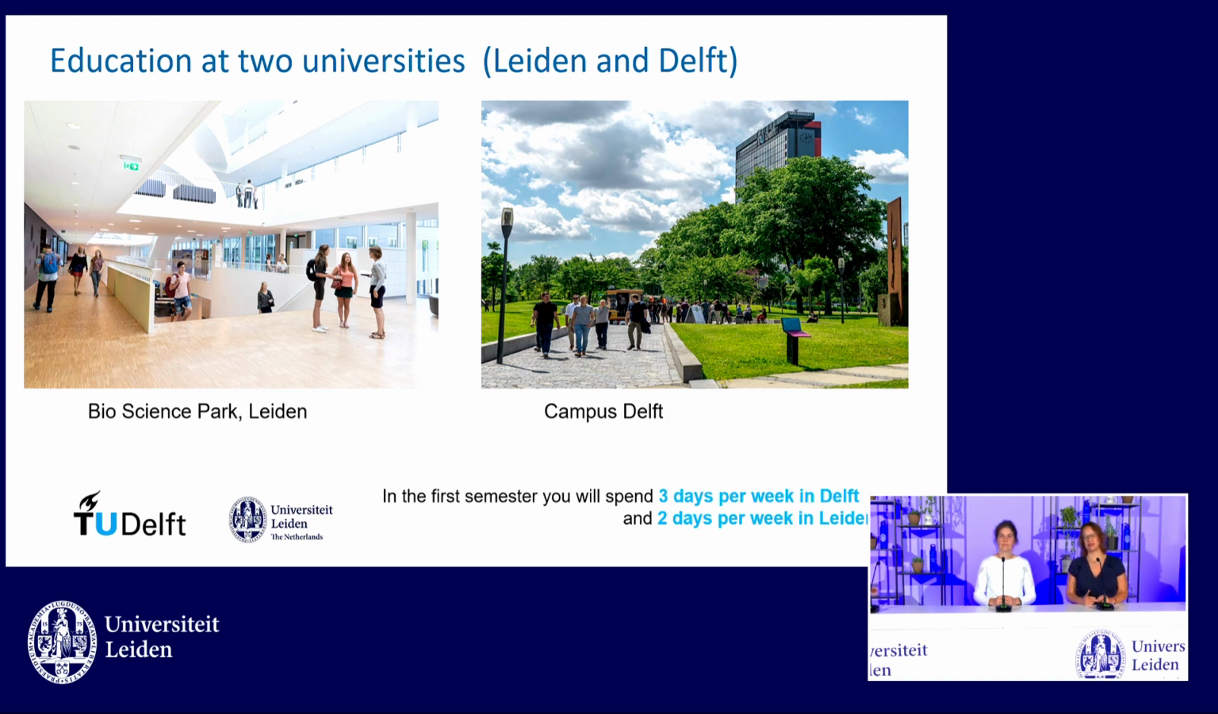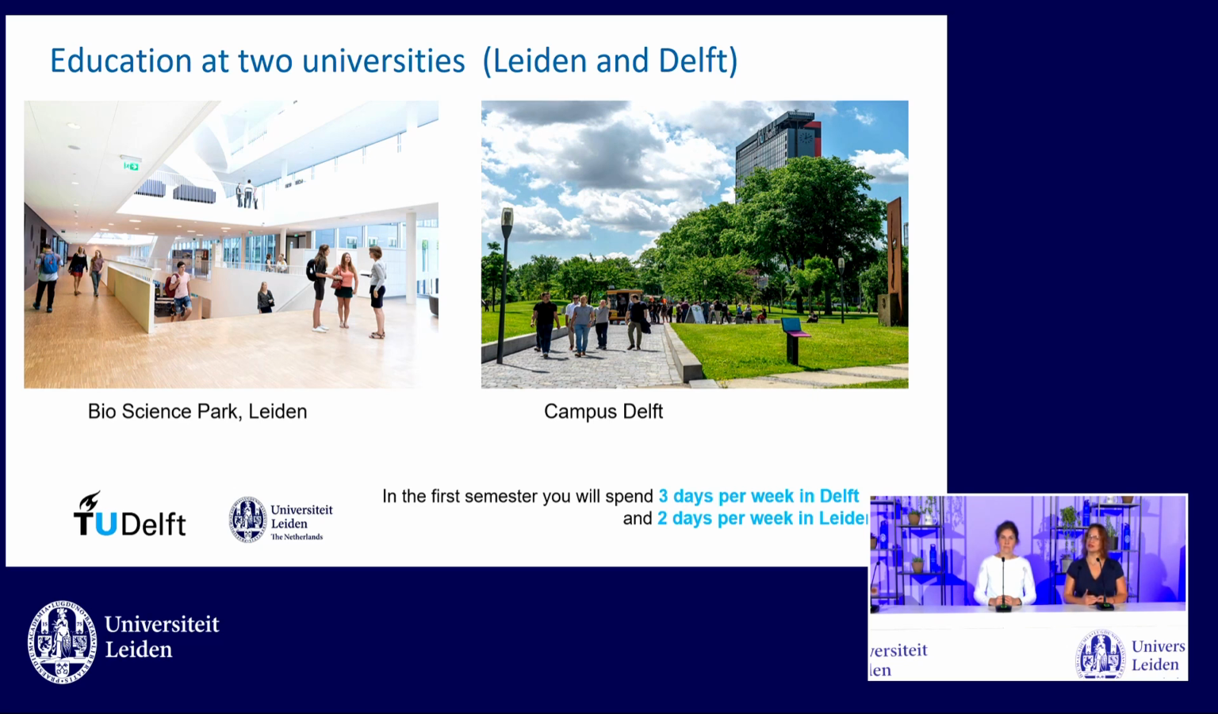And on the right, you can see the campus in Delft. This is the large building of mathematics that you can see in the back, but there are more buildings and more facilities on the whole campus. In general, you will spend about 3 days per week in Delft and 2 days per week in Leiden, which means that you have to travel.